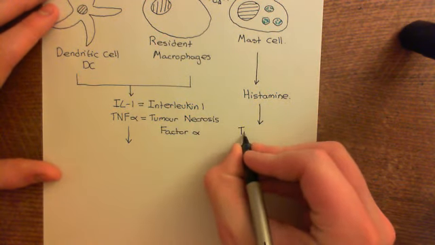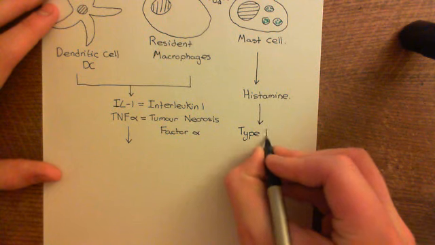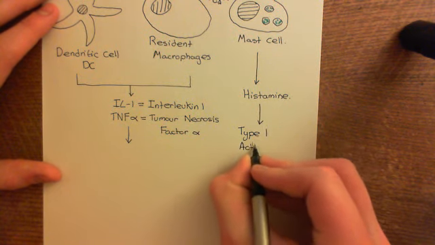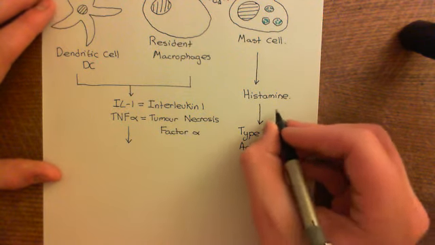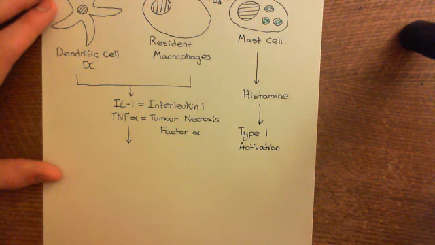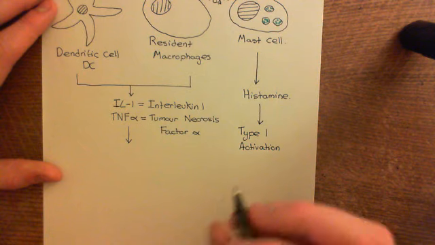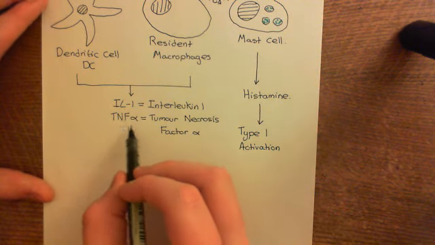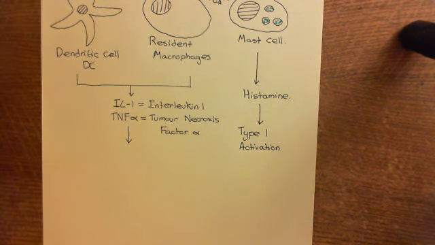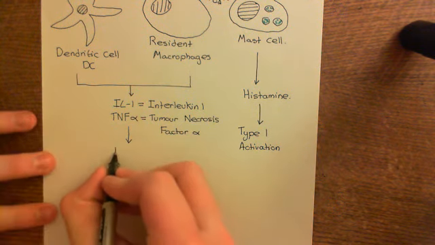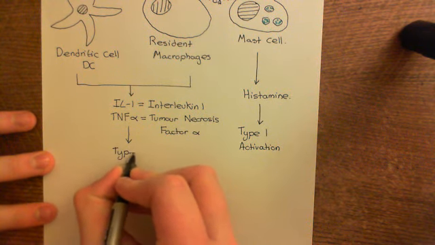Okay, and it's going to act on the endothelial cells of these three types of blood vessels, and it's going to cause what is known as type 1 activation of endothelial cells. Okay, and type 1 activation occurs within minutes. Once histamine is bound to its receptor on the surface of the endothelial cell, type 1 activation will have occurred within minutes. Okay, interleukin 1 and tumor necrosis factor alpha, these both have receptors on the surface of the endothelial cell, and they'll bind to them, and they'll trigger what is known as type 2 activation of the endothelial cells.